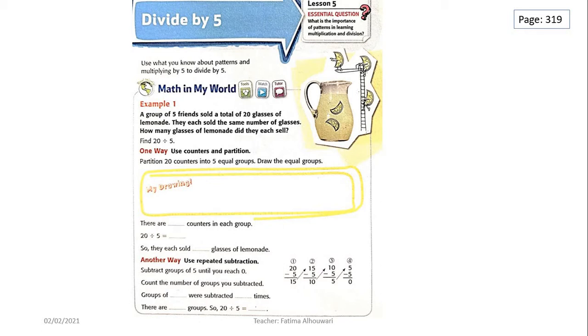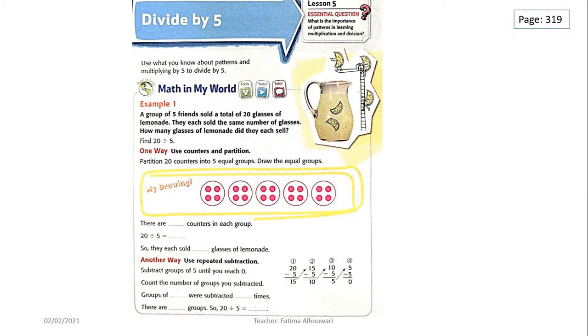So try it by yourself, grade 3. The total number of counters you have is 20, representing 20 glasses. And we have 5 friends, so we have 5 equal groups. So try to draw 5 equal groups and partition 20 counters into these 5 equal groups, just like this. Now, how many counters are in each group? Yes, of course, equals 4.